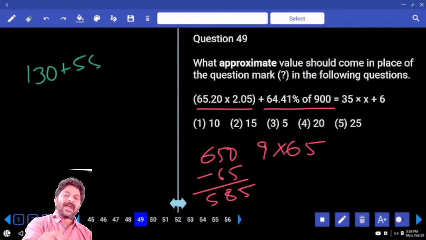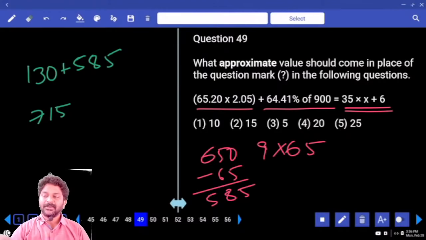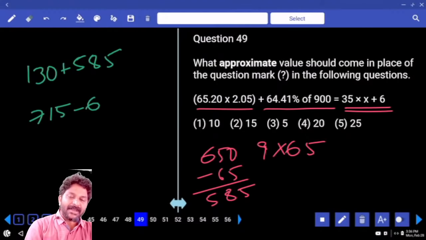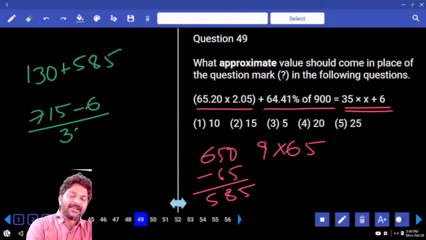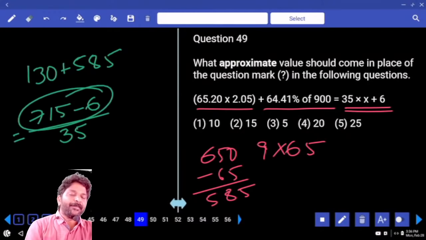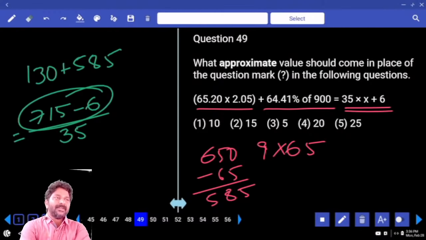Okay? When you add these two numbers, you get 715. Is this clear? Which is equal to 35x plus 6. Plus 6 goes to the other side, becomes minus 6, which is equal to 35x. X value is equal to divided by 35. Now in numerator approximately we have 710, right? What is 10 times of denominator? 350. 20 times 700. Numerator is approximately 700. So answer 20 times.